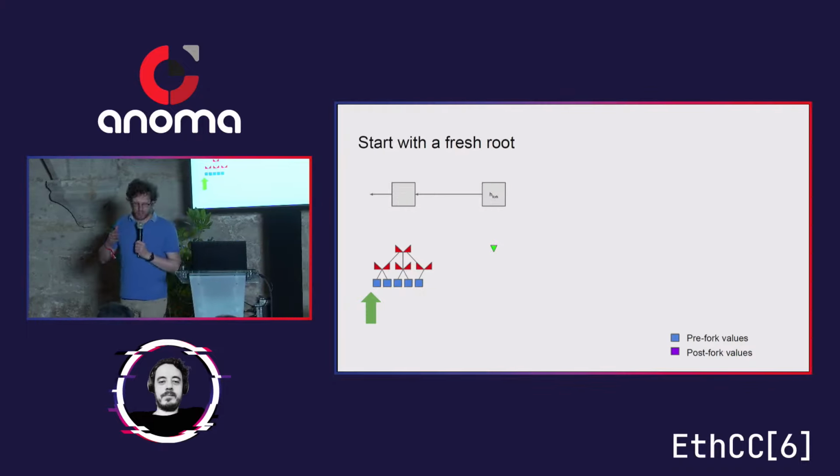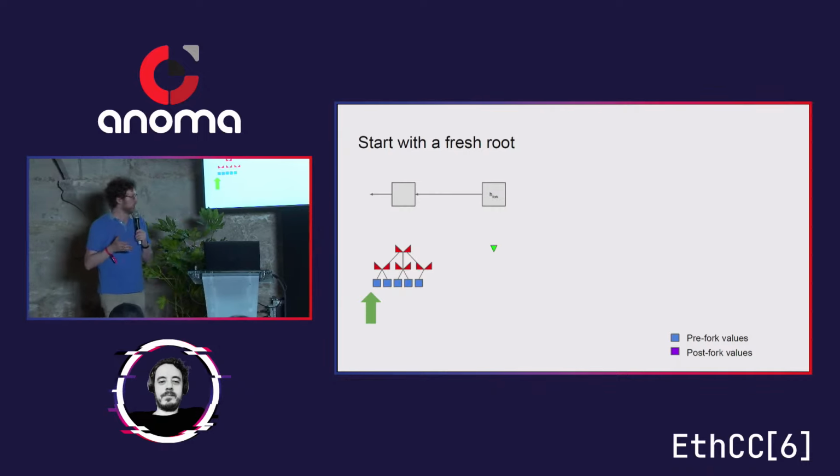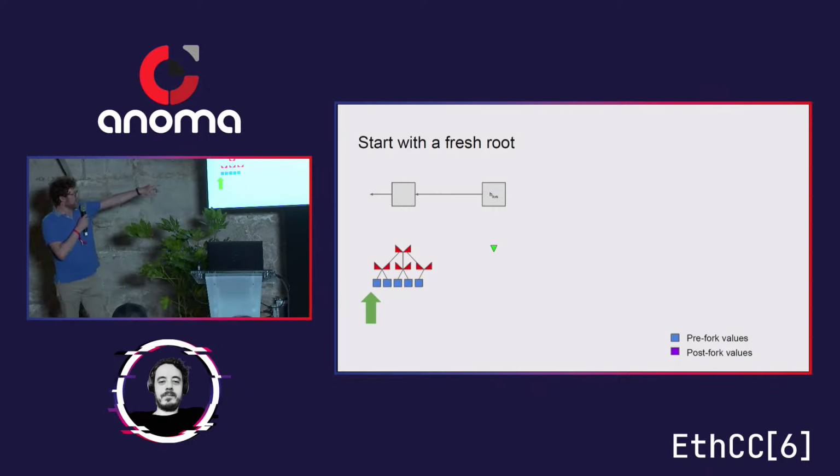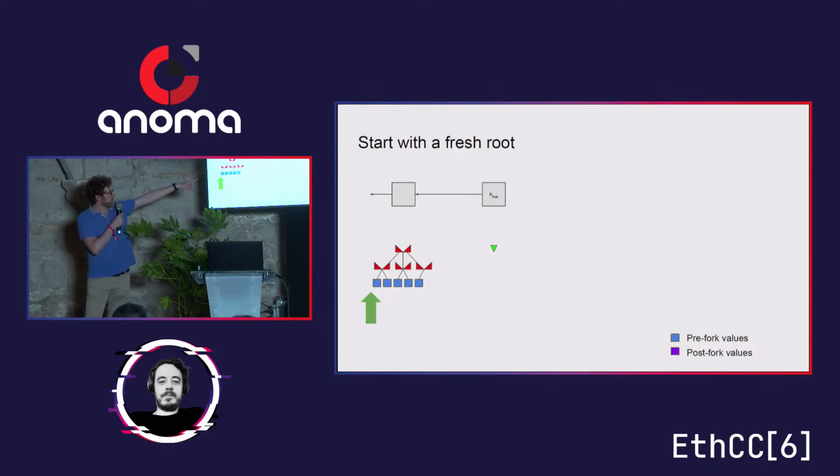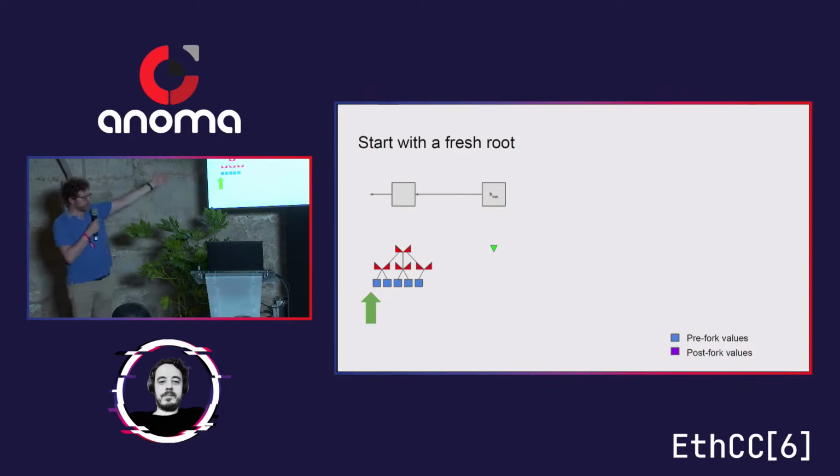So you start at the fork height. We start with a new block. We start with a new tree. The tree is a Verkle tree. It's currently empty, but because it's Verkle, I used an inverted triangle to represent the root.